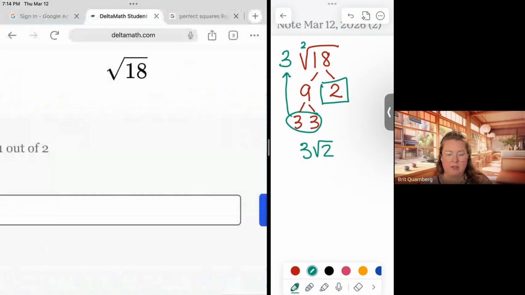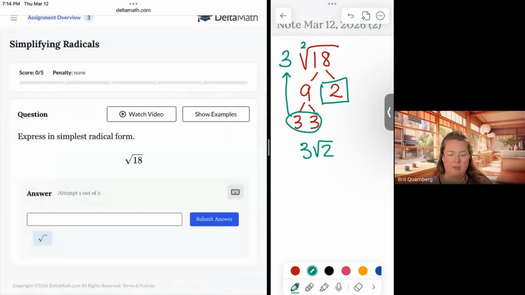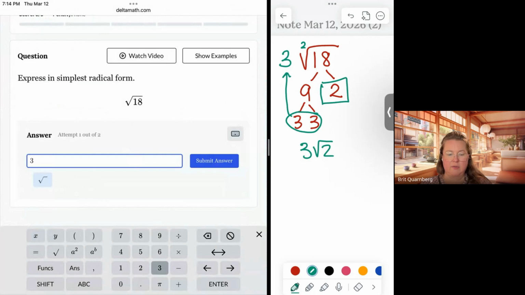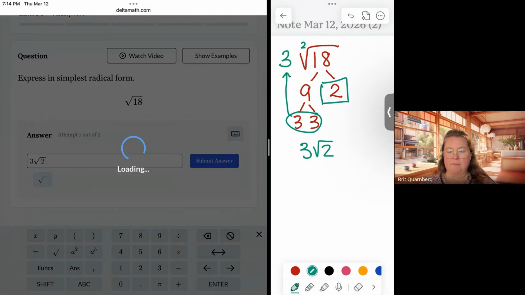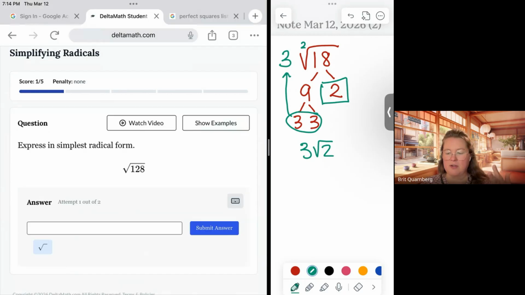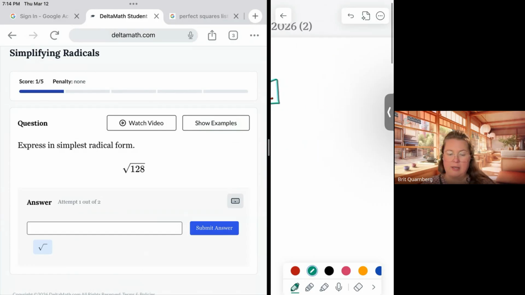And so come in here, type it in, 3 square roots of 2. Yes, that is what I want to answer. So that's what you're doing with the number parts. We did this the other day. In case you need to see another one, let me show you another one.